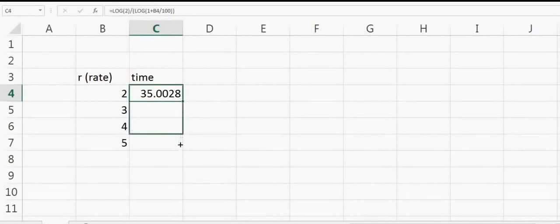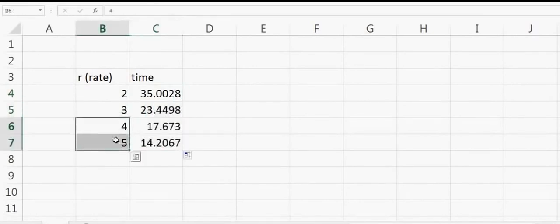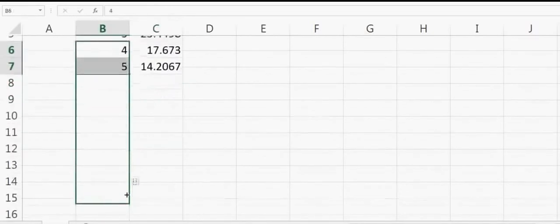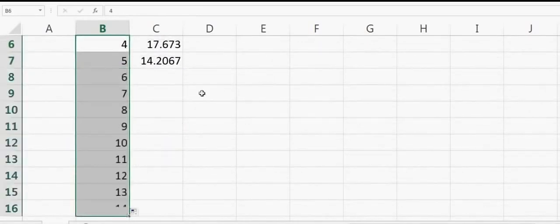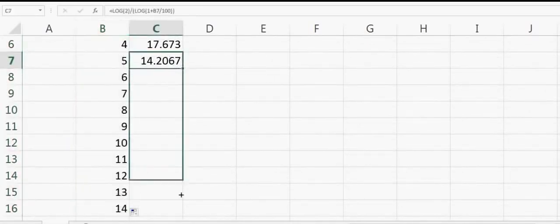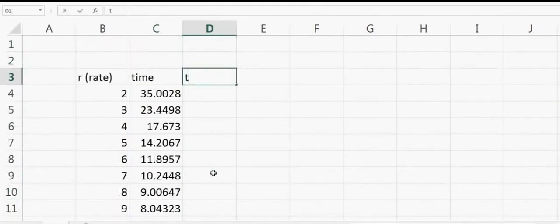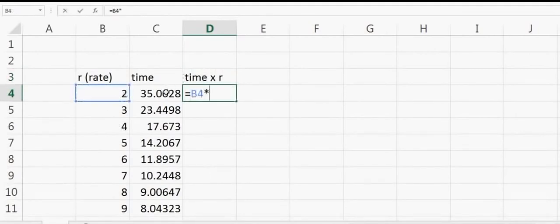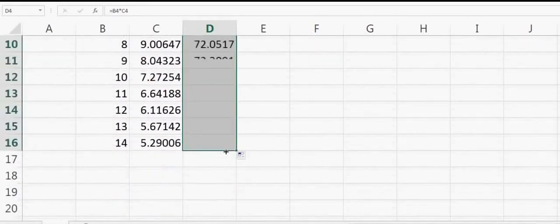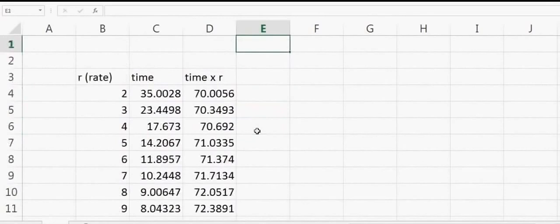So we can keep doing this, and we can also generate a table for all the r's and these numbers, right? So now if you look here, then if you multiply time with r, that will be equal to 2 into 35, so that is 70.0056. So this is very close to 72. So if you keep doing this, you will see that all the numbers are close to 72.